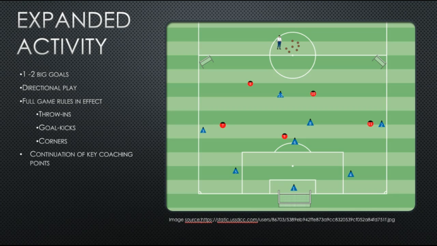Similar to the small-sided game, there are certain characteristics that must be present to deem the expanded game successful. There should be 1 to 2 big goals depending on the session objective. Play must once again be directional. Full game rules are now in effect. This portion is supposed to represent and implement coaching points, but should be as game-like as possible. So full game rules are in effect, such as throw-ins, goal kicks, and corners. Also, continuation of key coaching points are expressed.